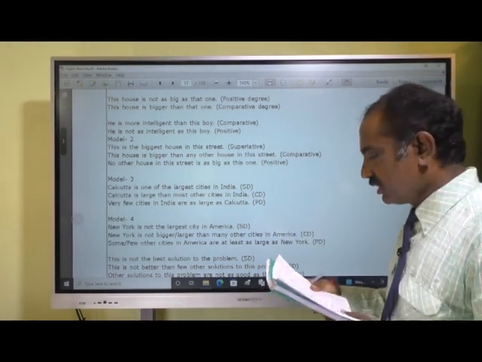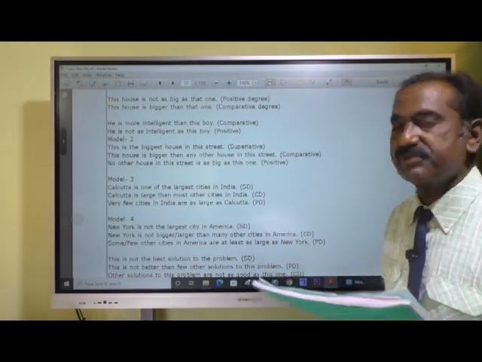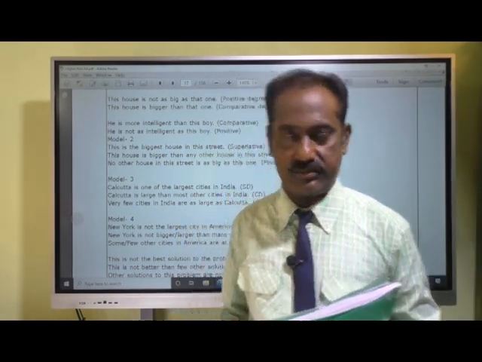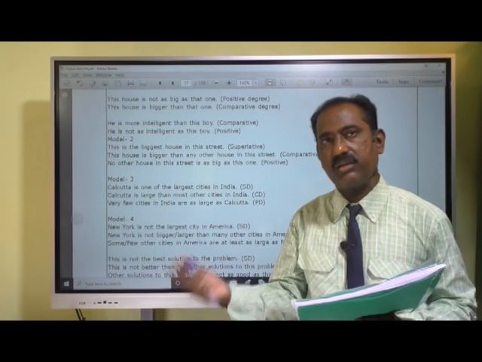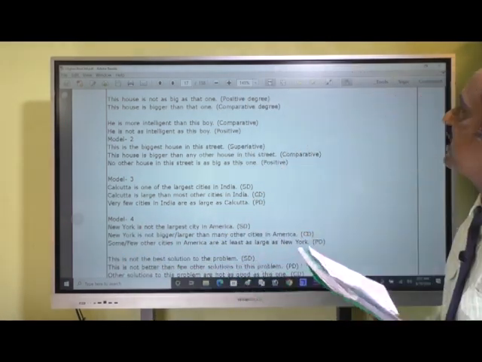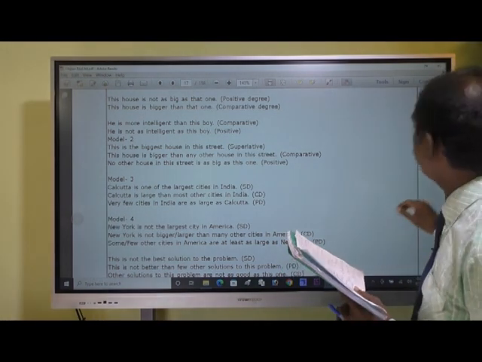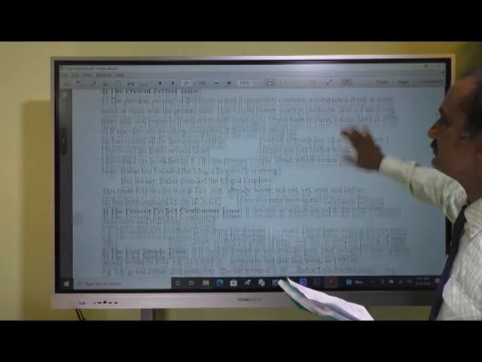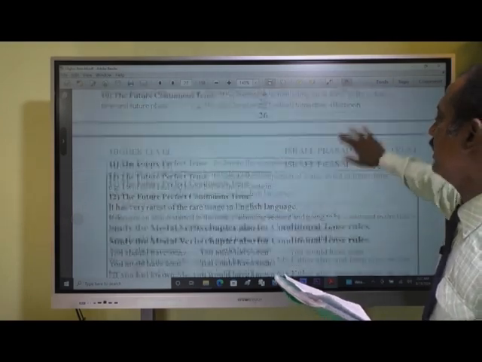And then if we go to helping verbs, what are the helping verbs? Or modal auxiliaries. That means primary auxiliaries and modal auxiliaries. Come to page number 27. Come to page number 27. See here.